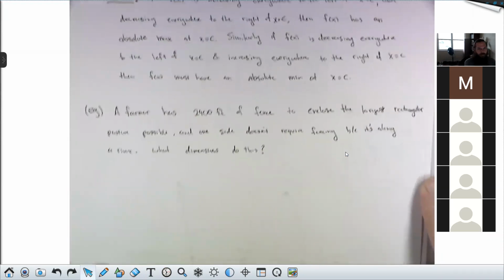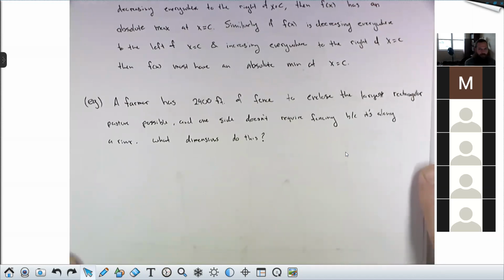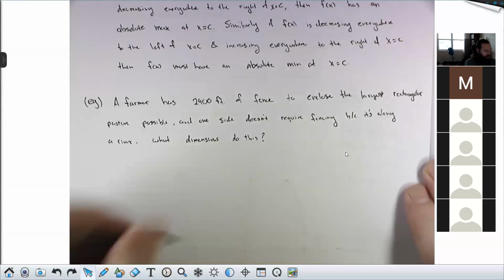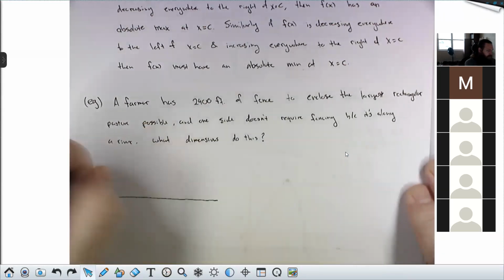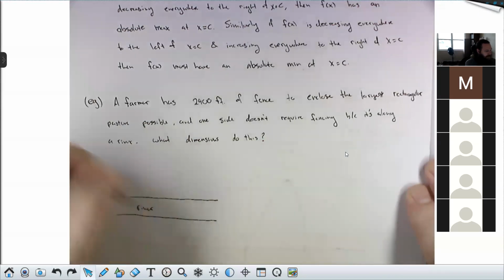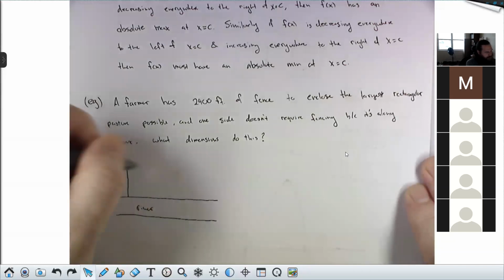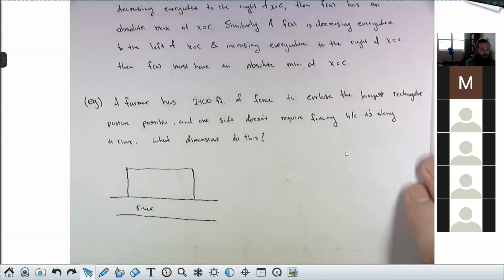So here's the situation. I've got a finite amount of fence. I want to enclose the biggest pasture possible. You can draw a picture here. So if your river is over here, then your fencing might look like this.